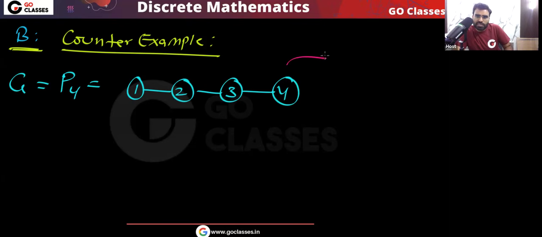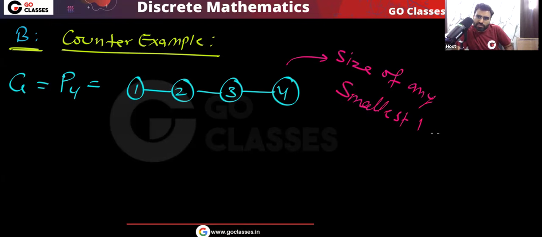Tell me, what is the size of the smallest vertex cover here? What is the size of any smallest vertex cover? All the smallest vertex covers have the same size, remember? So the size of any smallest vertex cover will be 2. This is your value of k, because k was the size of the smallest vertex cover. So for this graph G, the value of k is 2.